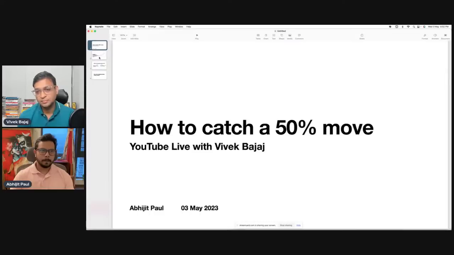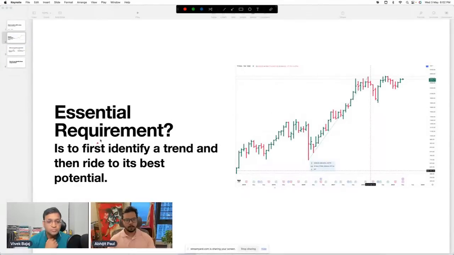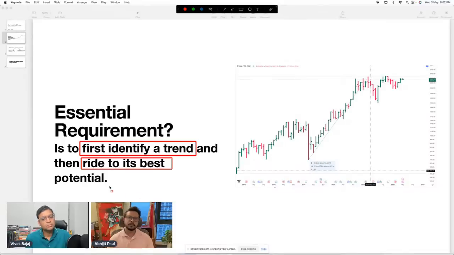So the idea is to catch big trends. Essentially, what we would like to understand is, if we want to catch a 50% gainer on the upside, we need to ride a trend, because that trend is going to give me that 50% return. For that, I need to first identify a trend. There are various ways in which we can do that. I will show you one simple way. And once we identify it, the next job will be to ride this trend to our best potential.